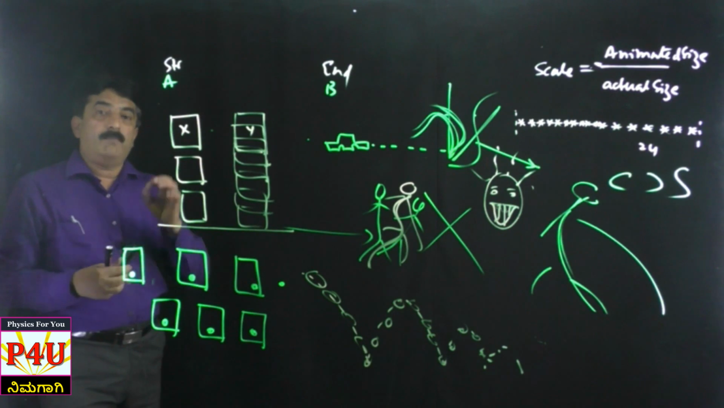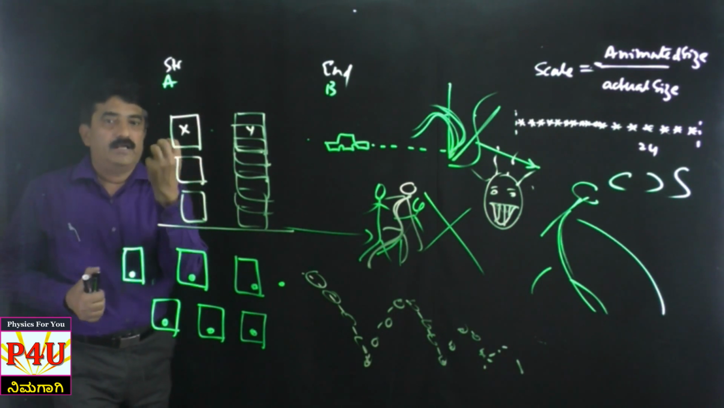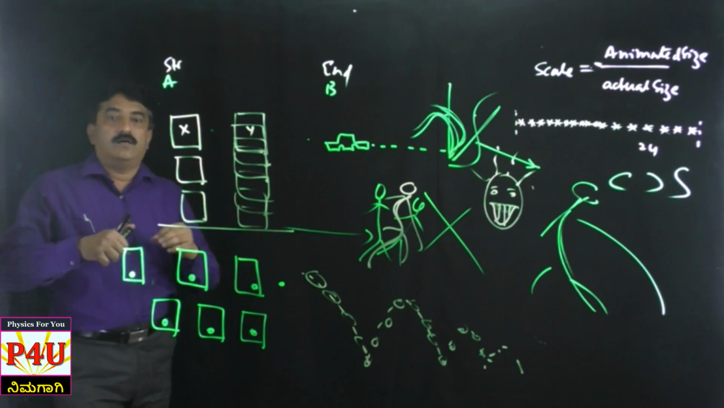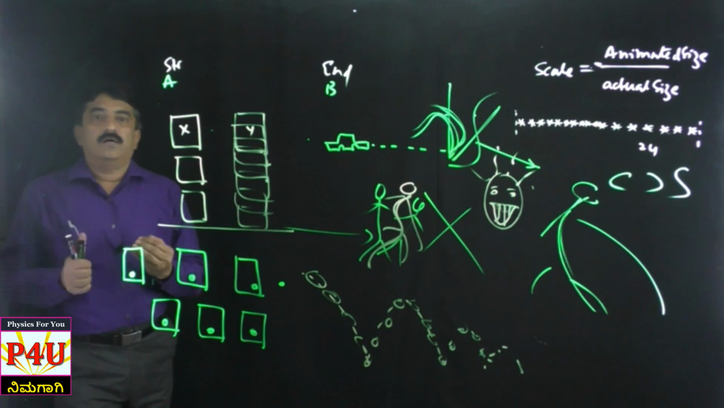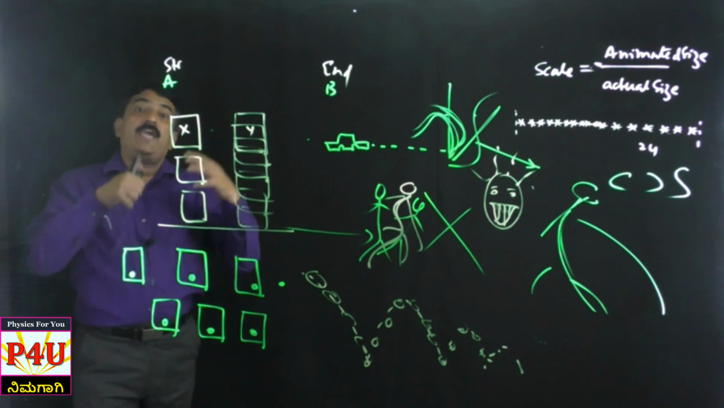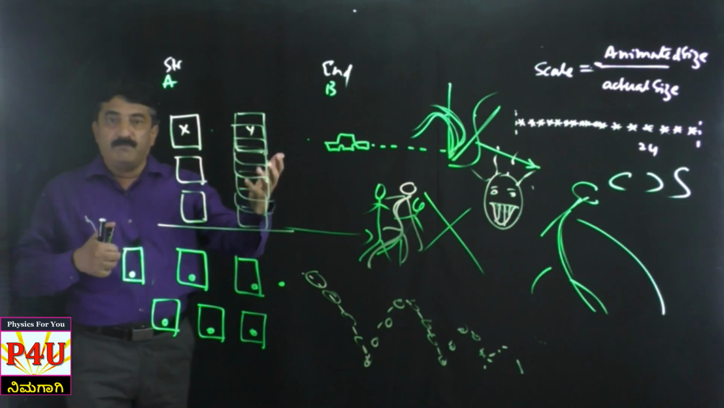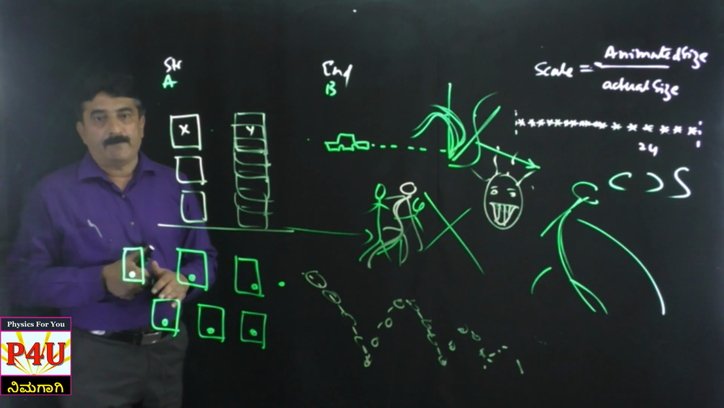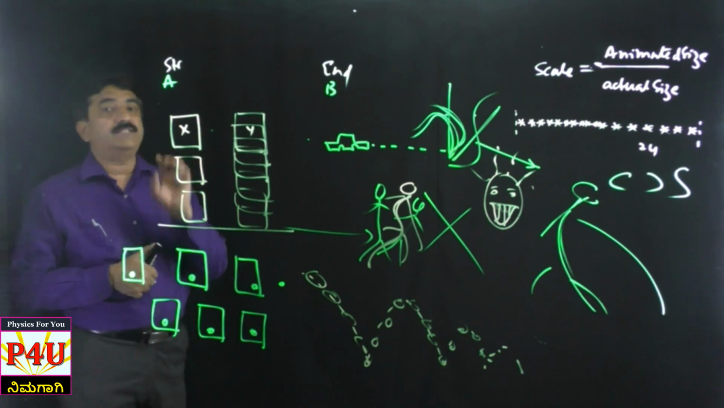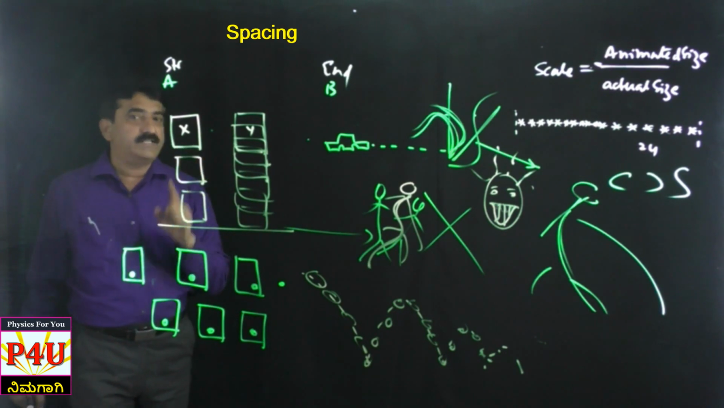Timing gives a better impression about the character, whether the character is heavy or light, or whether the character is an adult or in the baby stage, or whether the character is aged or younger. All these things we can give the impression of through timing only. So this is about timing. Another equally important property is spacing. After timing comes spacing. Now I will explain what this spacing is.